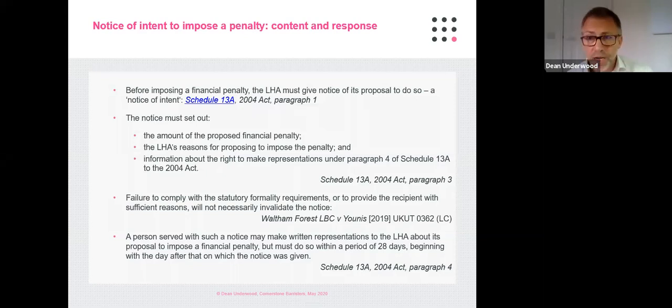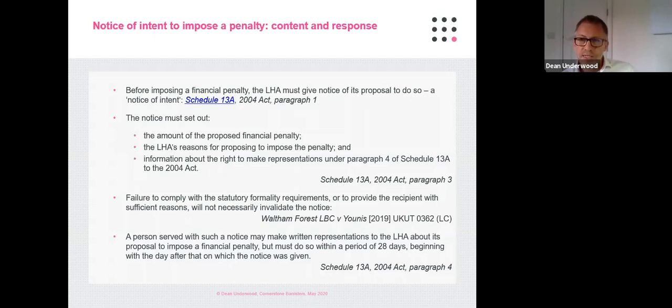Now, those, as you will appreciate, are important formality requirements. They are intended to give the recipient of the notice information about the offence for which the penalty is being imposed and the way in which the local housing authority has calculated the penalty so that he or she is able to make representations in accordance with his or her right. Now, a failure to comply with those formality requirements, or in particular to provide a recipient with sufficient reasons for imposing it, is detrimental potentially, but will not necessarily invalidate the notice of intent.